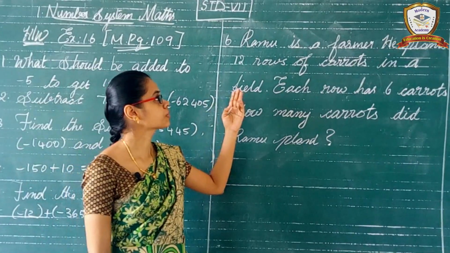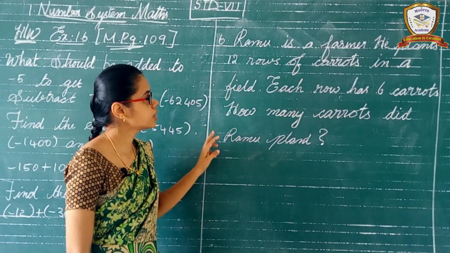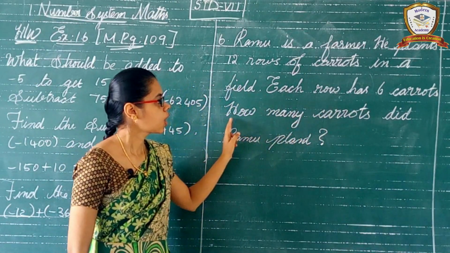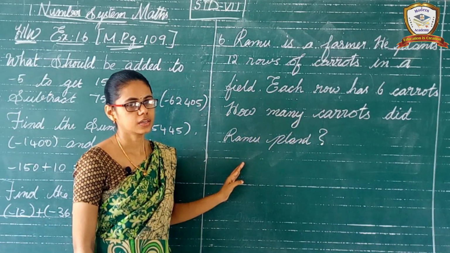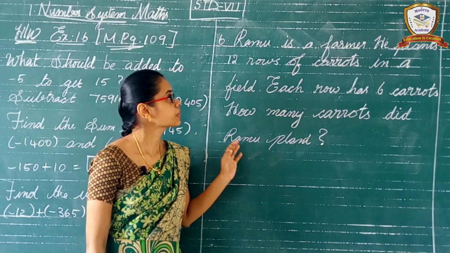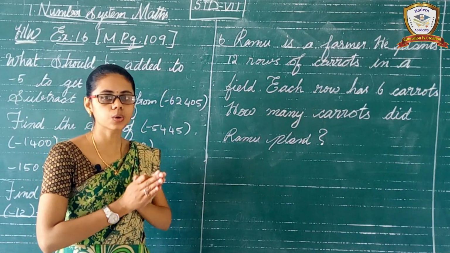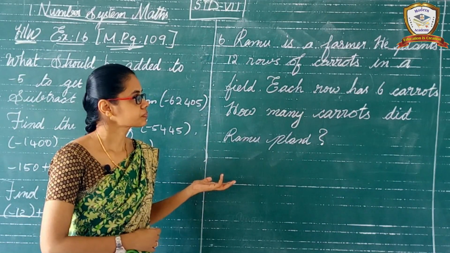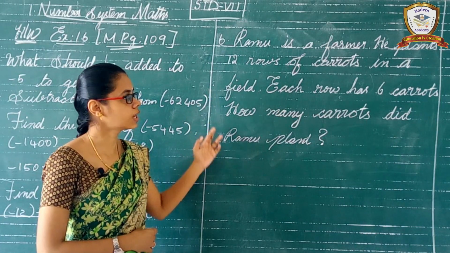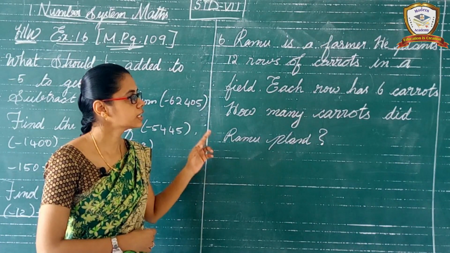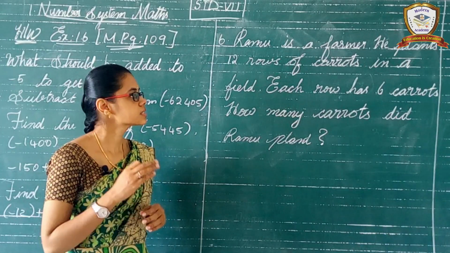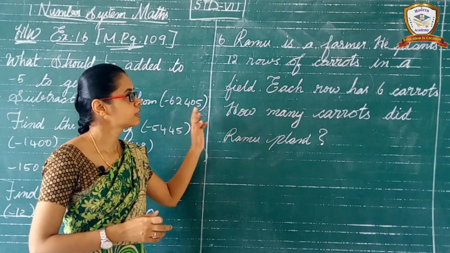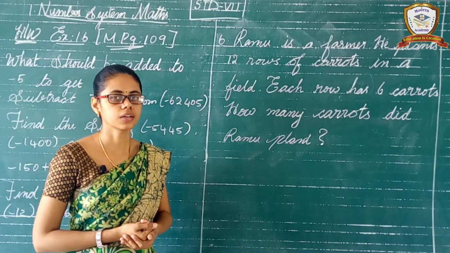Okay, next, sixth sum. Ramu is a farmer. He plants 12 rows of carrots in a field. Each row has 6 carrots. How many carrots did Ramu plant? Which means we have to multiply. See, Ramu is a farmer. He plants 12 rows of carrots in the field. How many carrots in a row? Totally 12 rows. So 12 rows of carrots, and each row has 6 carrots means, so total carrots, how many carrots? Which means we have to multiply 12 into 6, so we can easily find the answers.